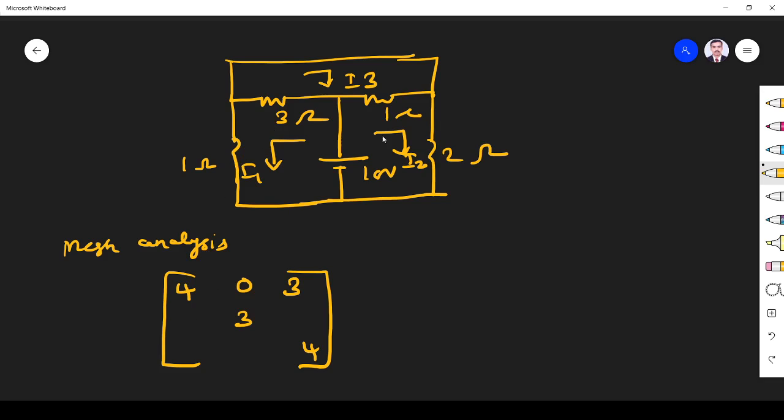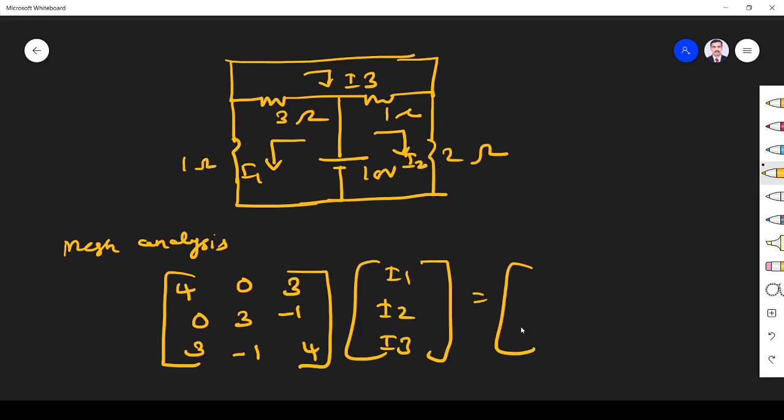So the resistance common between 2 and 1 is 0. For 2 and 3, the common resistance is 1, but I2 is going in this direction and I3 is coming in the opposite direction, so it is minus 1. Between 3 and 1, the currents are in the same direction, so plus 3. Between 3 and 2, the currents are in opposite directions, so minus 1. This is I1, I2, I3.